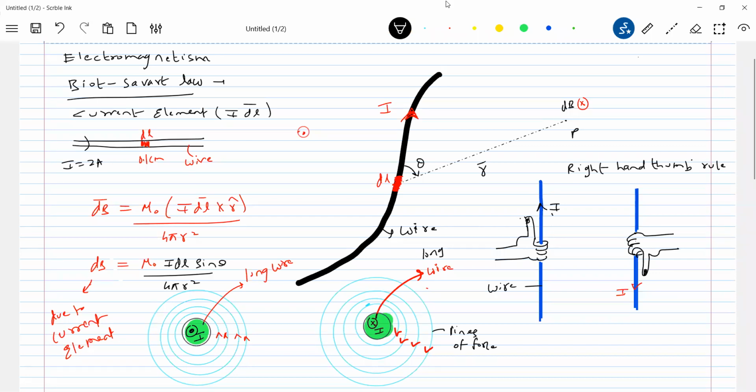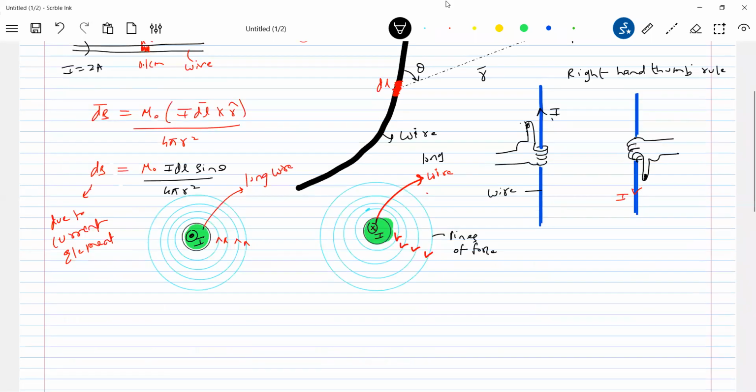So whenever a plane diagram comes, take help of the right hand thumb rule. When a 3D diagram comes, take help of the vector concept or cross product. Fine, all of us? What is theta? Theta is the angle between the current element and the r cap, or the position vector. So we'll define that also. Theta is the angle between current element and position vector.